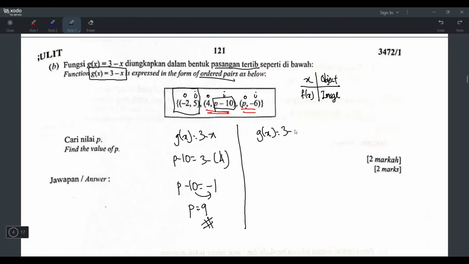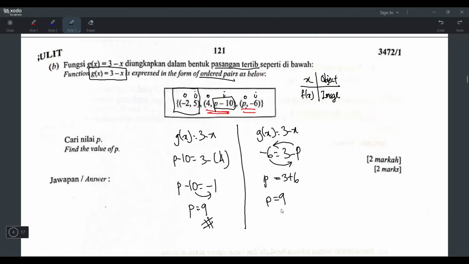g(x) equals 3 minus x, same meaning. Image equals 3 minus object. So what's the image for this case? Negative 6, 3 minus object, 3 minus p. Okay, the p is negative, but I want to find p. Usually kita akan tukar benda yang kita nak cari tu jadi positif. So if I want to find p, usually I try my best to make it positive. So I put here p. Then the negative 6 goes there, becomes 3 plus 6.